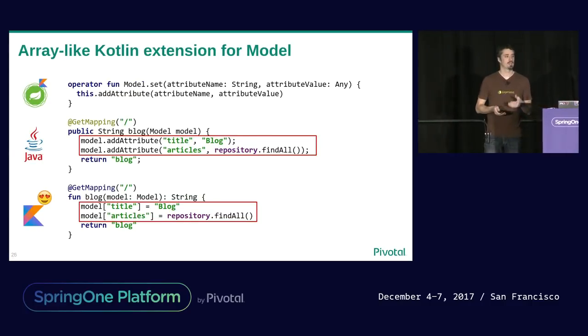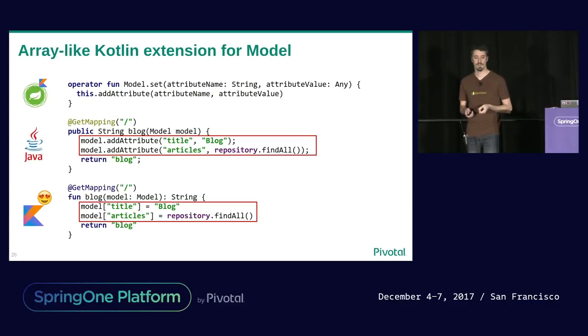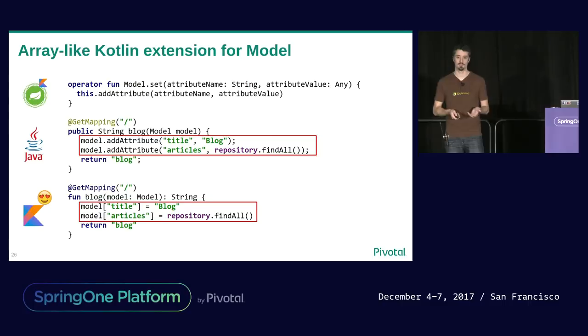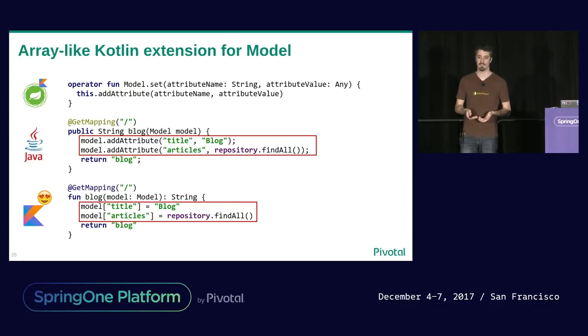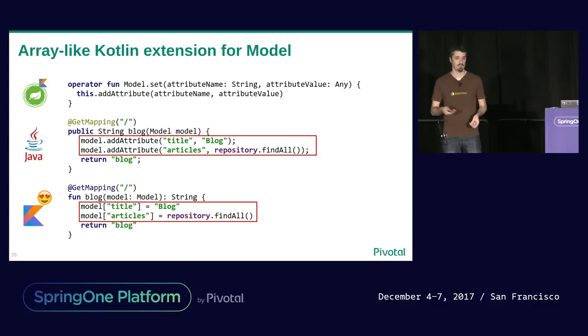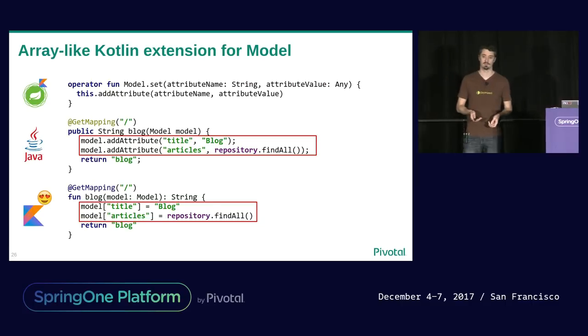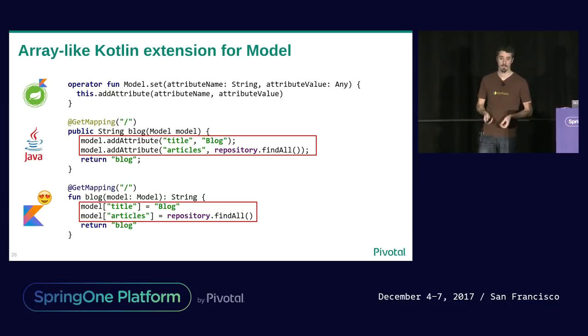I'm going to present now two features that we are providing through Kotlin extensions. Kotlin extensions are a way to add methods to existing types, even if you don't define these types. In practice, you can add methods to String, to any kind of Java class from the JDK, or from Spring.